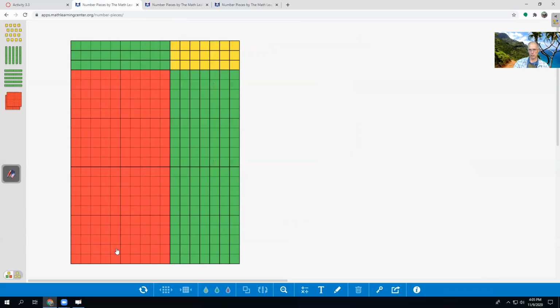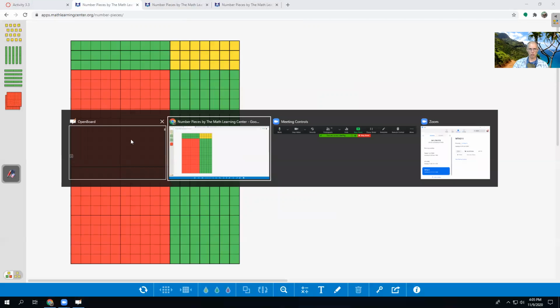Why do we have to physically trade? Well, we have to physically trade because that's what happens when we do our arithmetic.